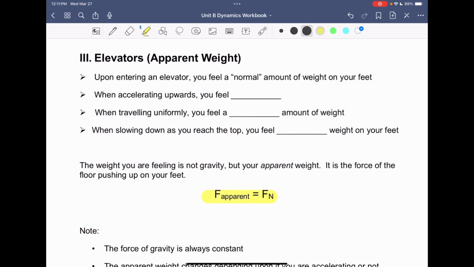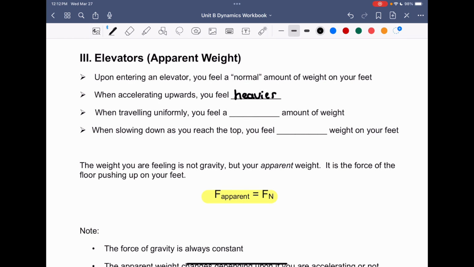Okay, let's break down a couple things, and then we're going to draw some diagrams to emphasize how this comes together. Upon entering the elevator, you feel a normal amount of weight, right? You enter the elevator, nothing changes. You're just standing on the platform waiting for things to happen. When you start to accelerate upwards, you end up feeling heavier than you normally would. Normally, if you're just standing in the elevator, you're not feeling any different. As soon as it starts to accelerate upwards, you feel a little heavier.